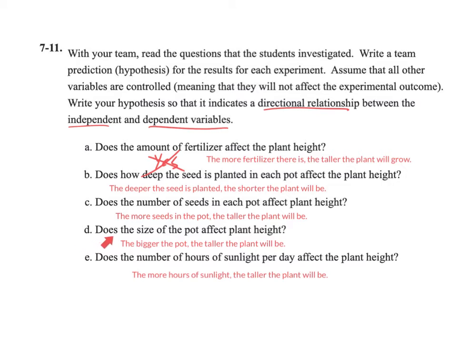Part D says, does the size of the pot affect the height of the plant? I thought that the larger the pot, the taller the plant will be because it's got more space to put down roots. And part E, does the number of hours of sunlight per day affect the height of the plant? I said the more hours of sunlight, the taller the plant will be. So these are just my predictions. I'm not sure if they're right or wrong yet. So let's see what the data looks like.